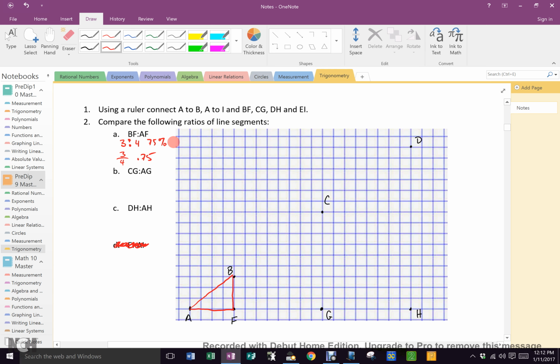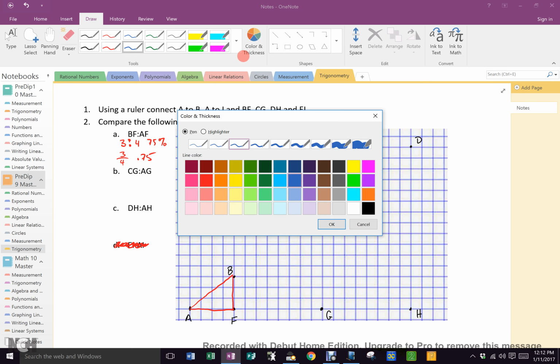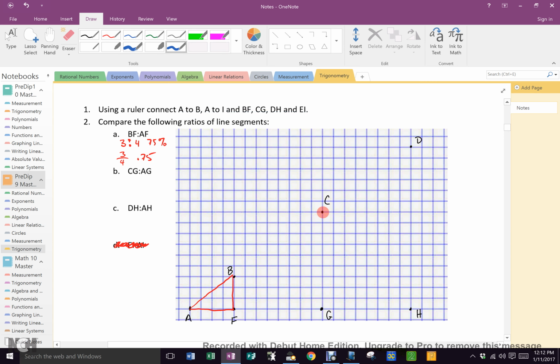Everyone is good? Okay. Now, C to G. I'm going to change colors to blue. It will be slightly more difficult for you guys to see the color change, but I'm going to do that anyway. C to G in blue. Yes? Everybody is good? All right.